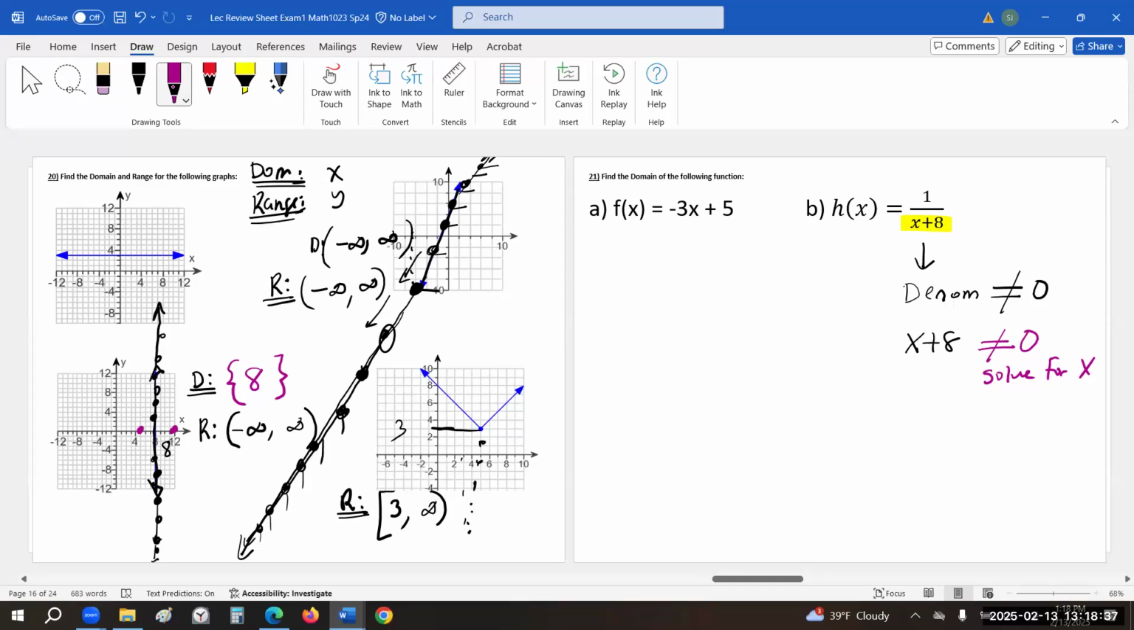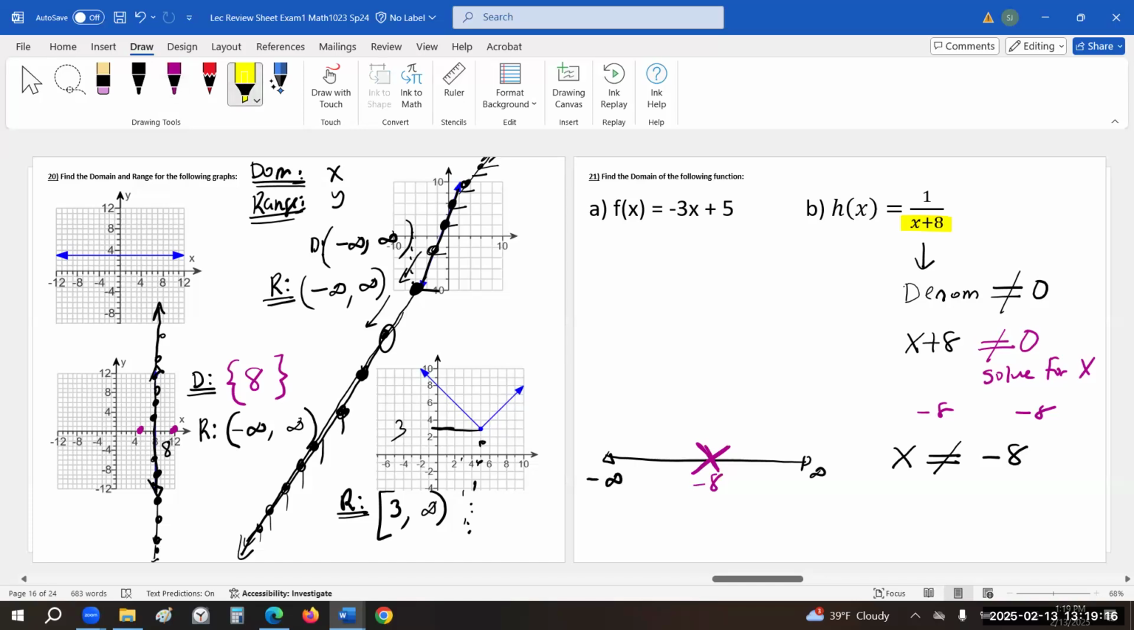To solve for x, what do you do? Subtract 8 from both sides. That tells us we cannot use x equals -8. So we can use any number from the number line to substitute our x with. The only number we have to ignore is -8. So from negative to positive infinity, everything is allowed to be used except for this number -8.